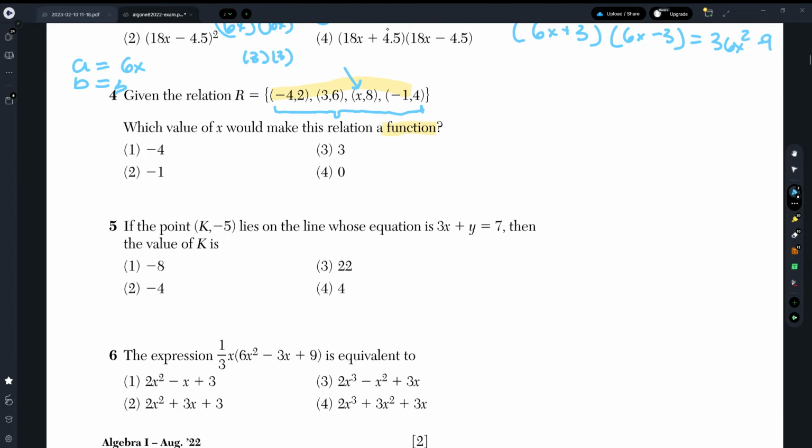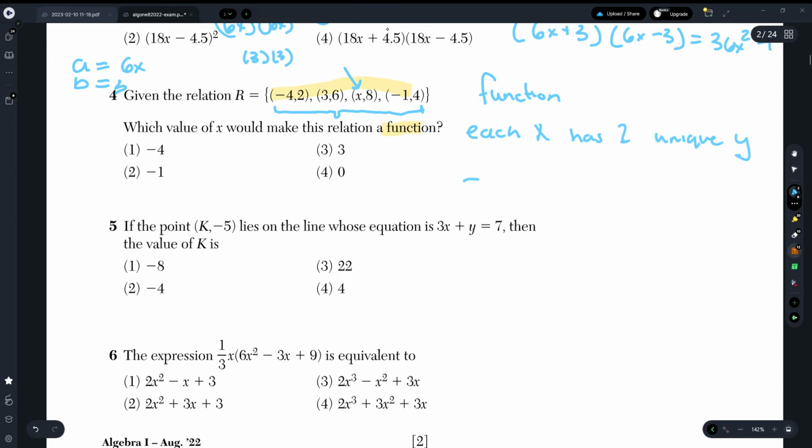This looks like you need to do a lot of math, but really you just need to memorize what a function actually is. Well, a function is pretty much a formula where each x has one unique y, right? So let's actually give an example of what isn't a function. So this can't be a function: -1, 3 and -1, 4. This can't be a function because the -1 is equal to 3 and 4 at the same time.